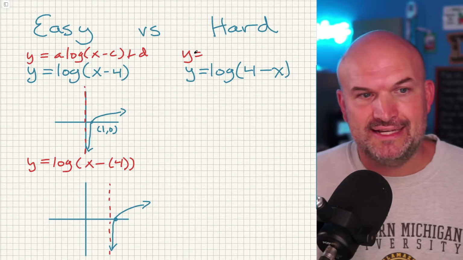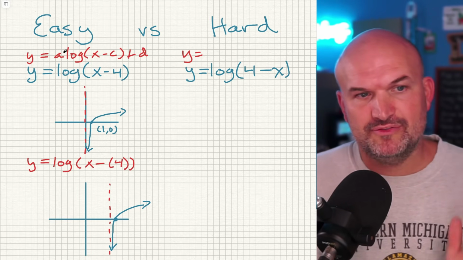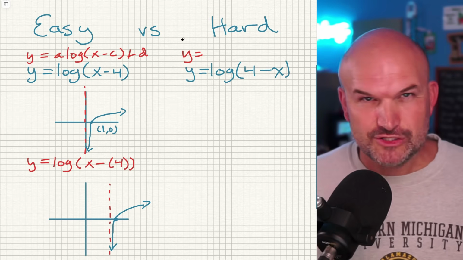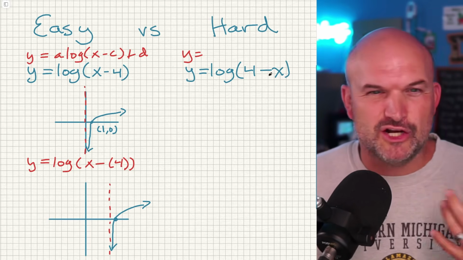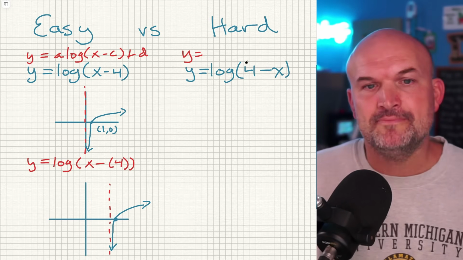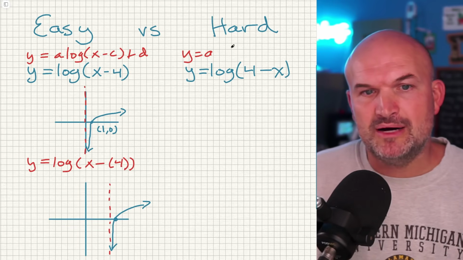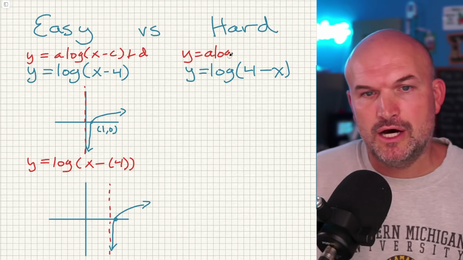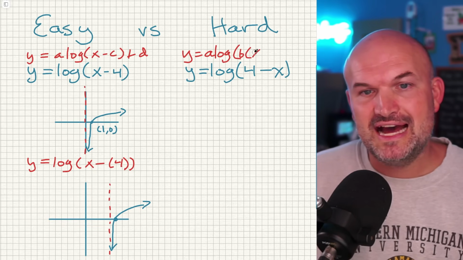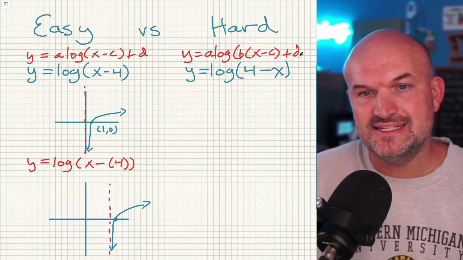And that is understanding when we have a b. Notice how I went from a, c, and d, because those are your basic transformations. Most students understand they can be applied to all functions. But once we get a little bit more advanced, we talk about b. So a times the log of (b times x minus c) plus d.